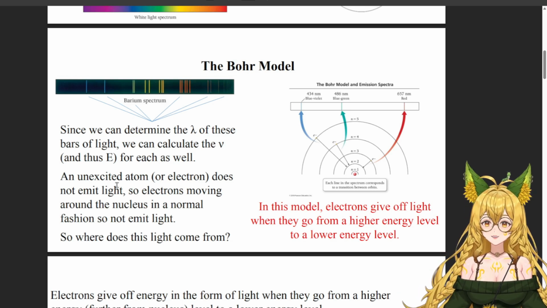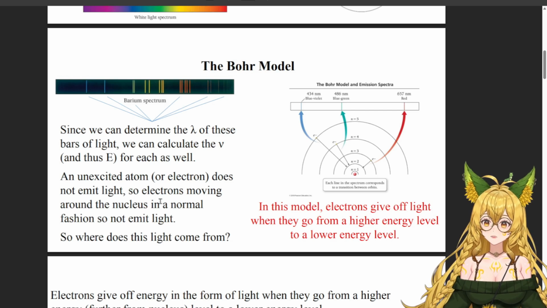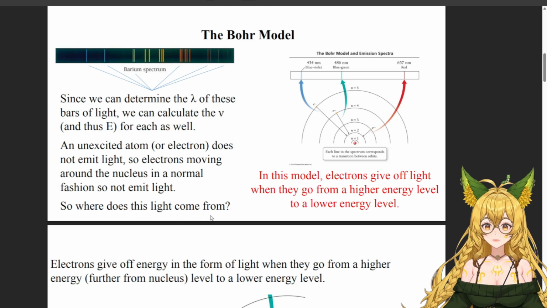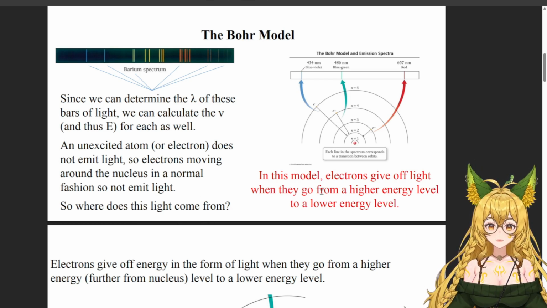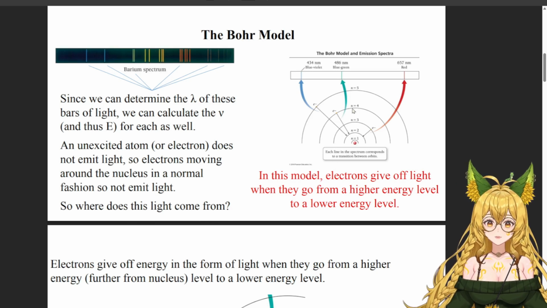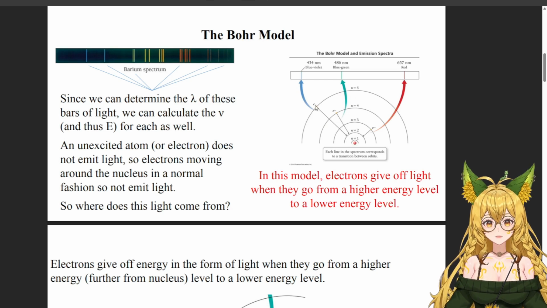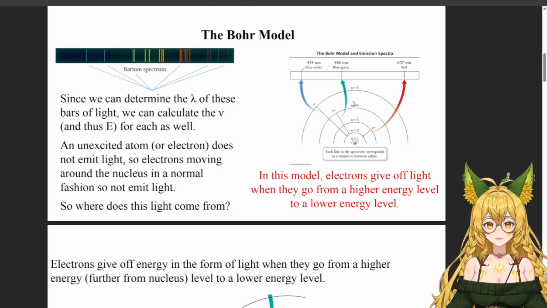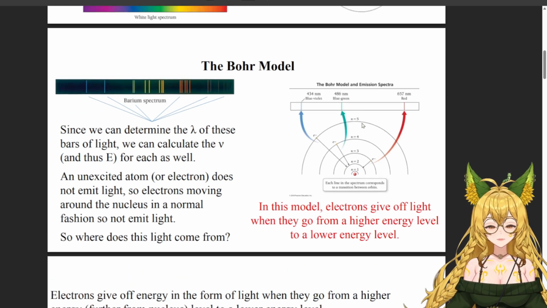and we can calculate the velocity and thus the energy for each as well. An excited atom or electron does not emit light, so electrons moving around the nucleus in a normal fashion won't emit light either. So where does this light really come from? Well, in this model, electrons give off light when they go from a higher energy level to a lower energy level. So it's kind of like when you're super, super excited, you go to, let's just say, for example, what they used here, which is n equals 5.